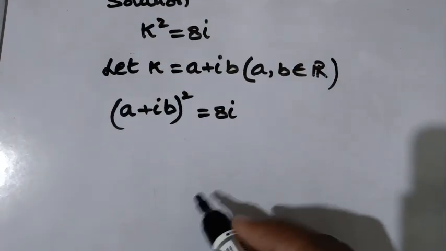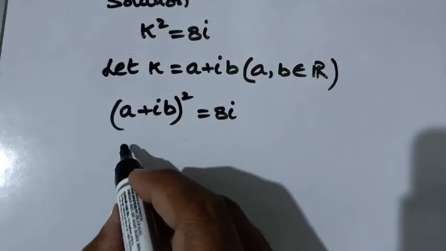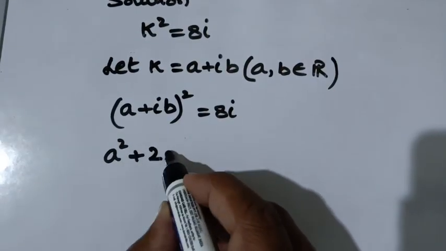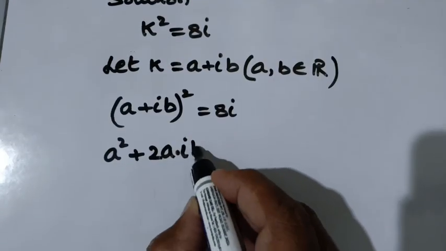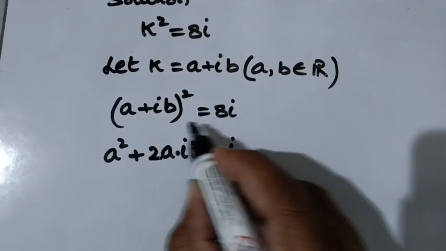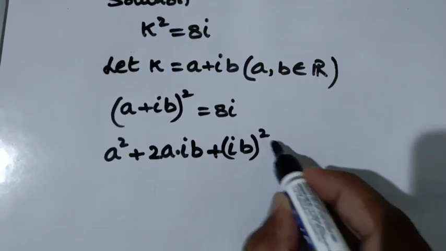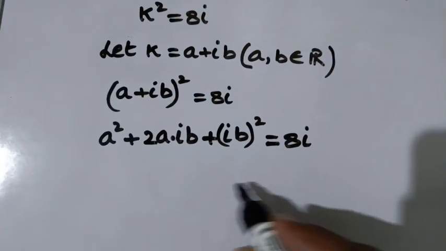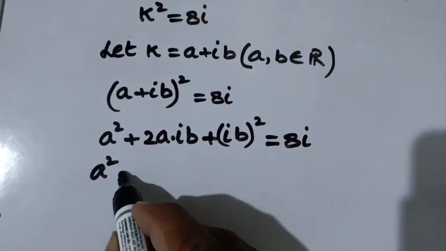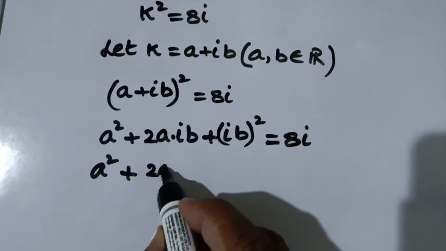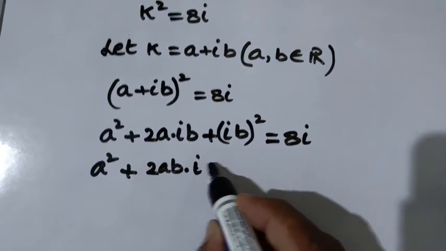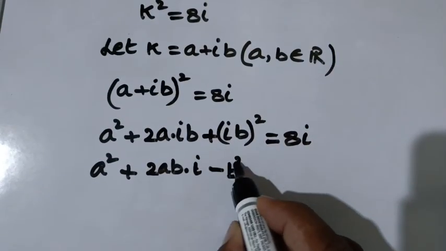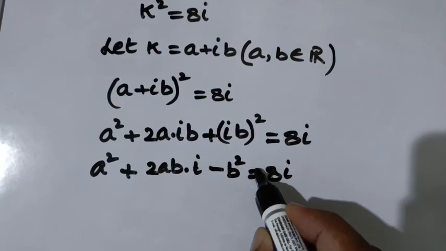Expanding this using the formula (a plus b) whole square, that is equal to a square plus 2 times a times ib plus (ib) square, that means (a plus ib) whole square is equal to 8i. So here a square plus 2ab times i, and here i square is minus 1, so minus b square, it becomes equal to 8i.